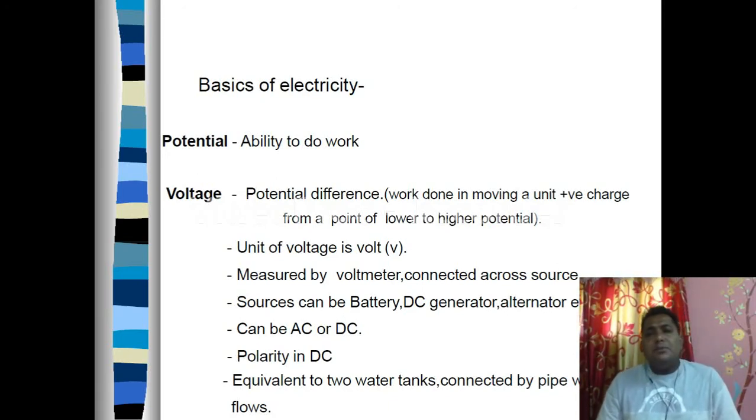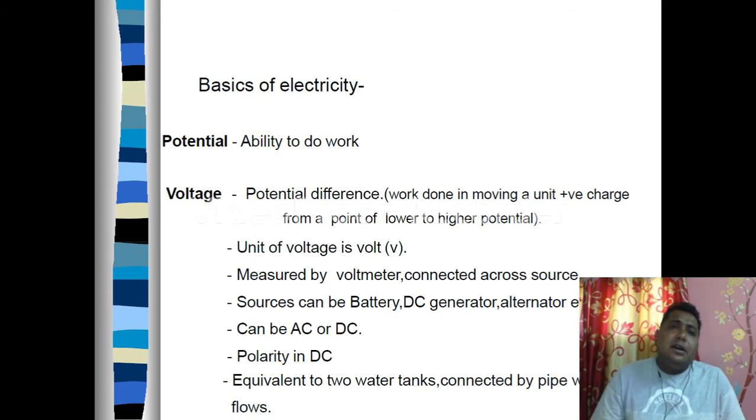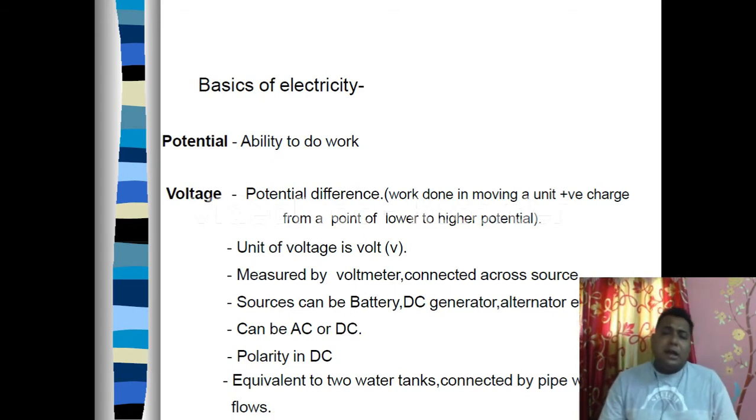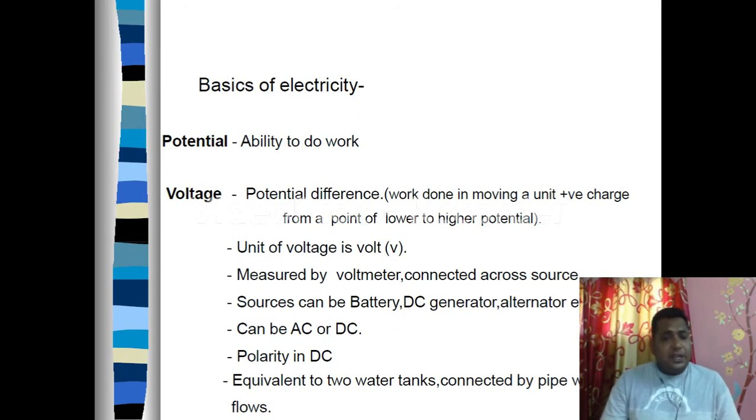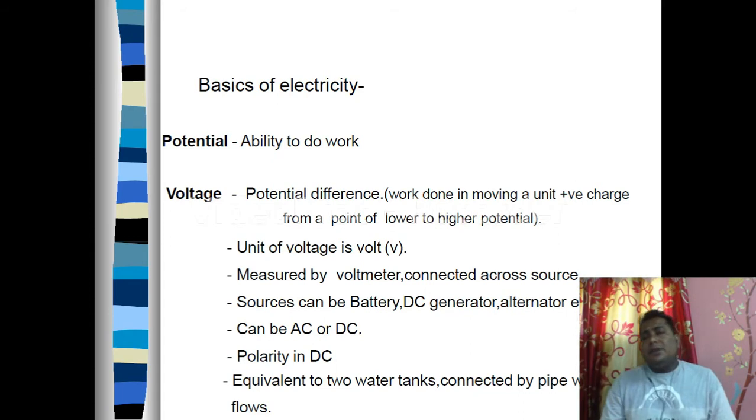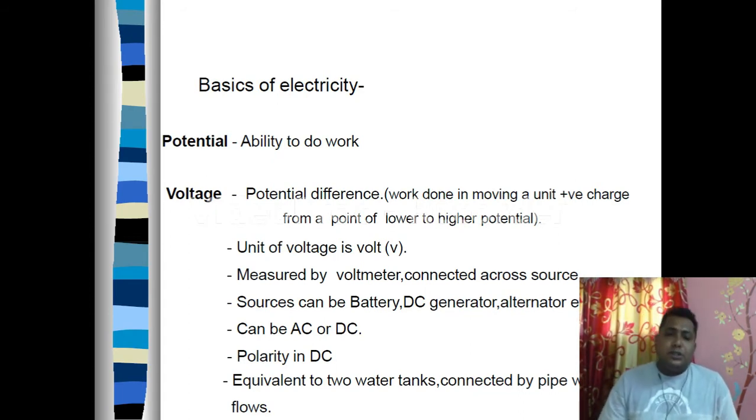Voltage is measured by the voltmeter, and a voltmeter should be connected in parallel so that it can identify the voltage drop across any terminal or branch, and that is shown in the voltmeter. Sources can be a battery. The source of the voltage is a battery, DC generator, alternator. So different things are there. One by one, in a future class we will do these things.